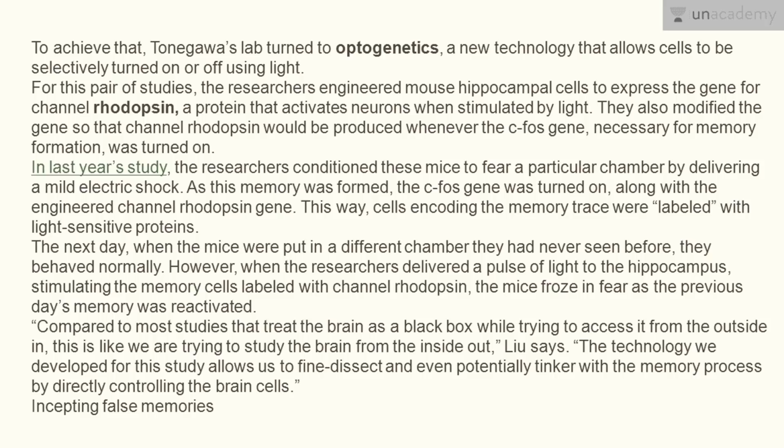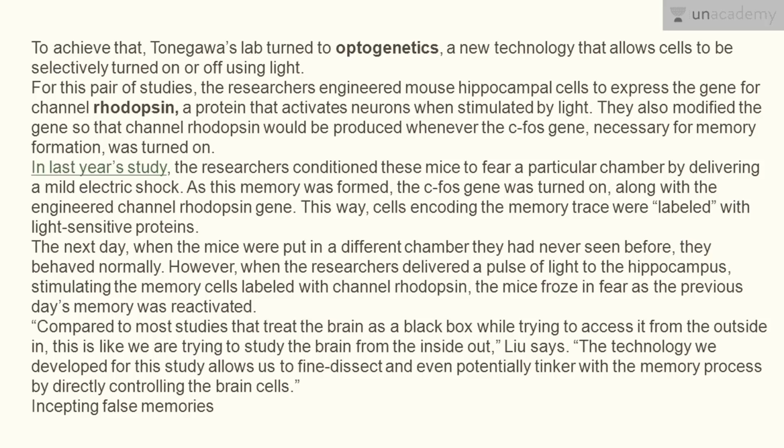They also modified the gene so that channelrhodopsin would be produced whenever the c-Fos gene necessary for memory formation was turned on. In last year's study, the researchers conditioned these mice to fear a particular chamber by delivering a mild electric shock. As this memory was formed, the c-Fos gene was turned on, along with the engineered channelrhodopsin gene. This way, cells encoding the memory trace were labeled with light-sensitive proteins.